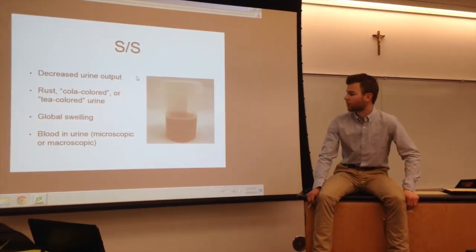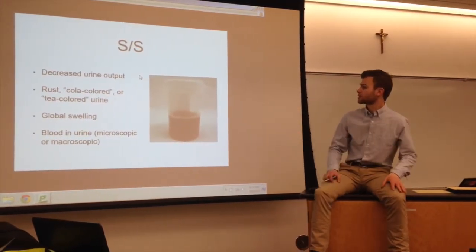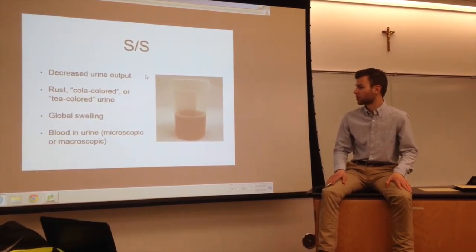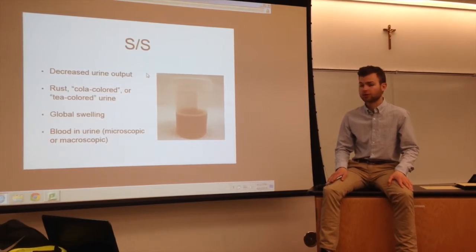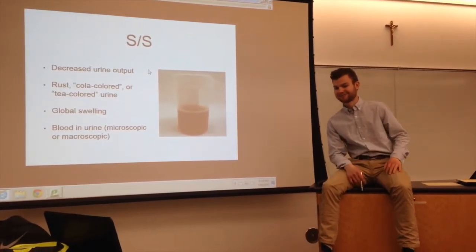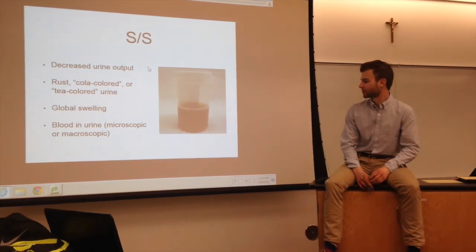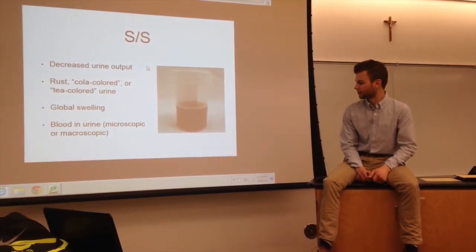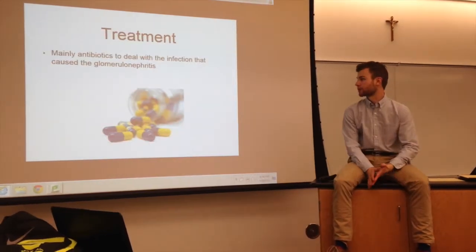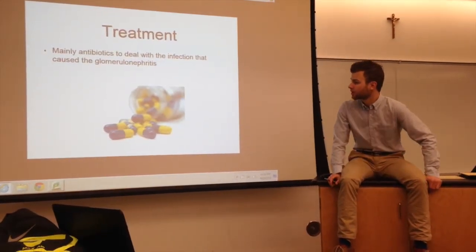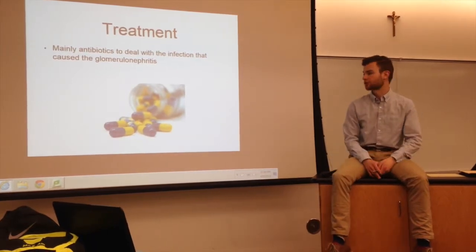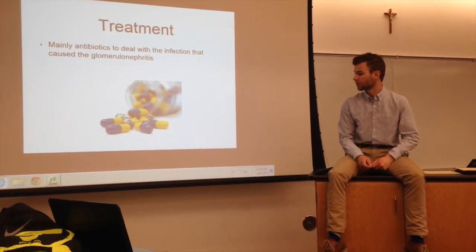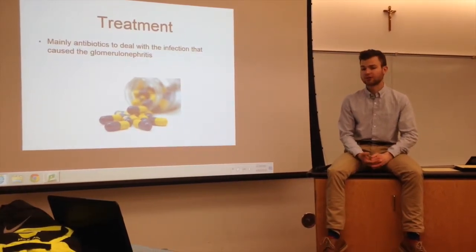Kind of like we talked about earlier, the signs and symptoms: decreased urine output, rust, cola-colored or tea-colored urine. Next time you're drinking Coca-Cola, think about this. Global swelling and blood in the urine, which can be microscopic or macroscopic. Treatment for PSGN is mainly antibiotics to treat the streptococcal infection that caused it in the first place. And that's pretty much PSGN.